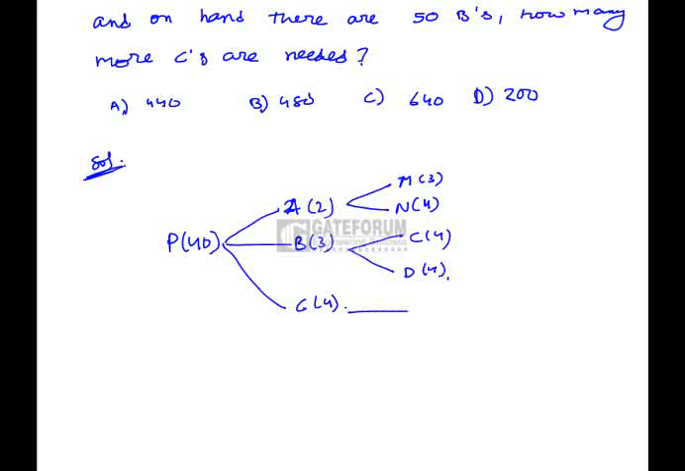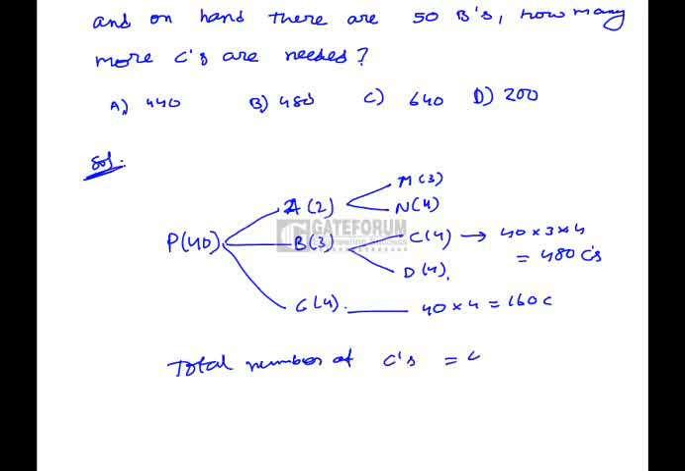So from this we need 40 into 4, that is 160 C's, and from this we need 40 into 3 into 4, that is around 480 C's. So here the total number of C's is 480 plus 160, so 640 required. But we have already 50 B's on hand.